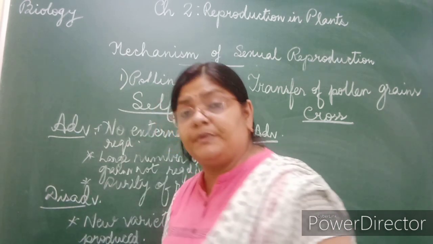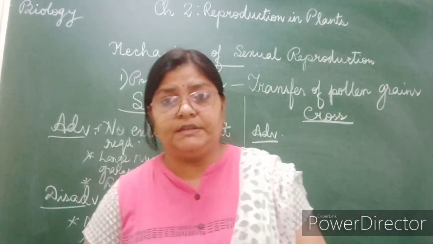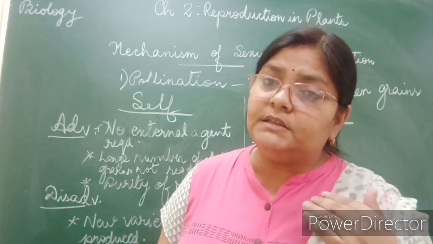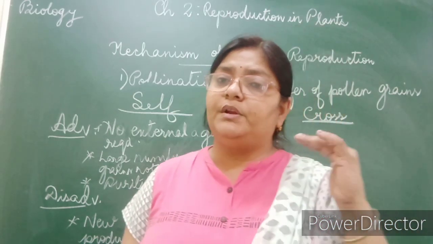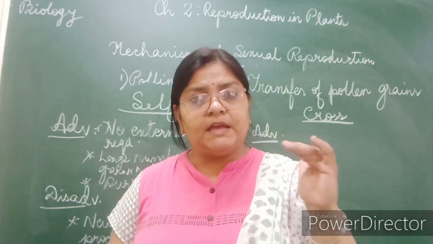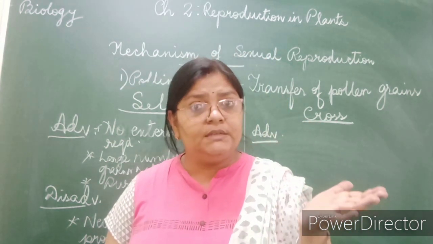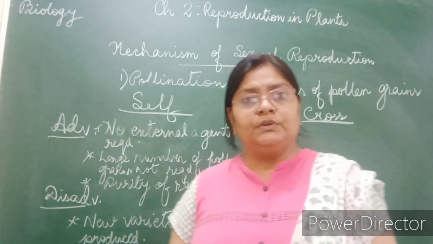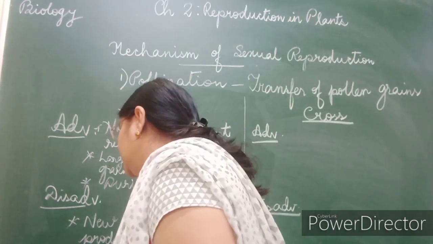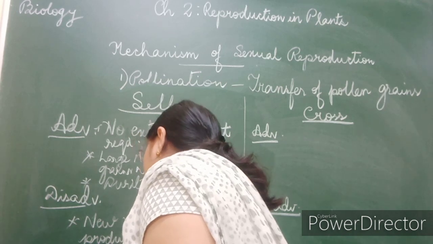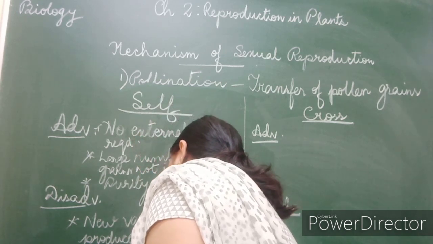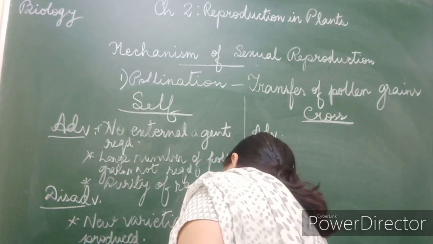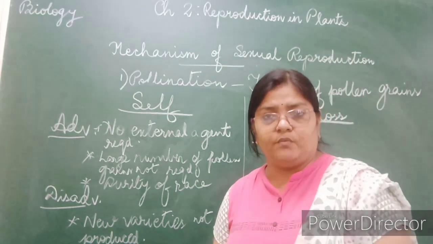Because of that, the plants are not disease resistant. If any disease affects these plants, it can very easily spread, because all these self-pollinated plants are of the same type. There are no varieties in it. Therefore disease-resistant plants are not produced. So disease resistance is less. This becomes a disadvantage.